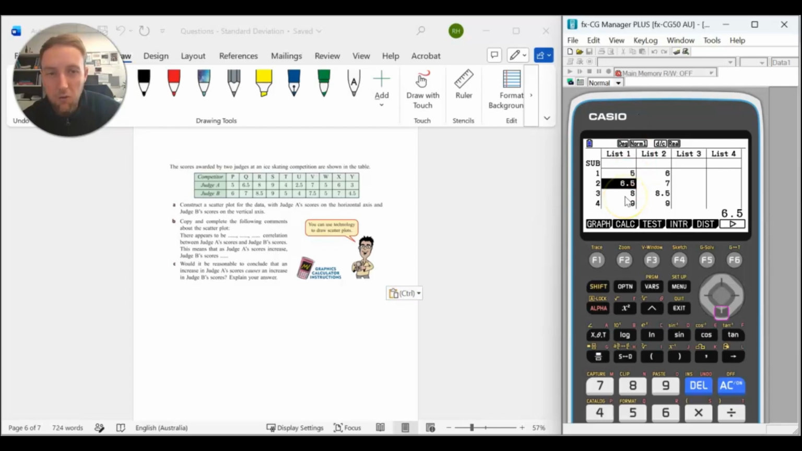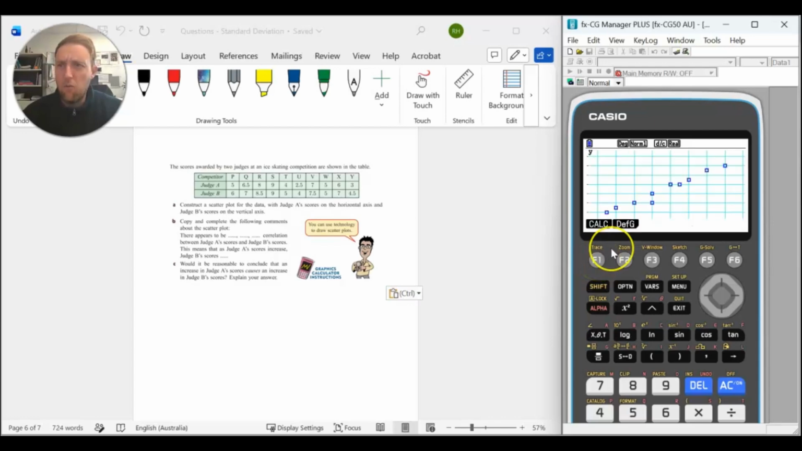For Judge A, we put that in list 1, okay? And then for Judge B, we jump on over and put that into list 2. So we've got our two sets of data. List 1 is always our x-axis, and list 2 is our y-axis. Then we jump over here and go graph 1. And you see, wowzers, beautiful, perfect, okay? We've got that fantastic scatter plot made for us.